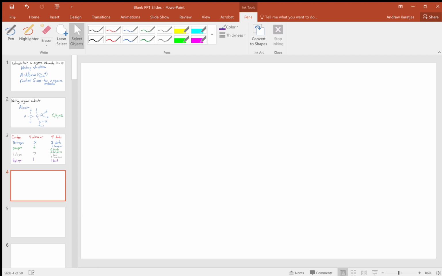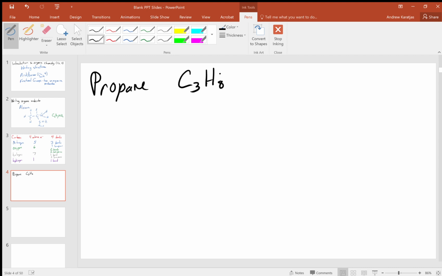So let's start looking at some molecules. Let's go to propane. So propane, C3H8. Again, this is a relatively simple organic molecule. In fact, this is an extremely simple organic molecule, just 11 total atoms. And yet look at how long it takes us to draw it.